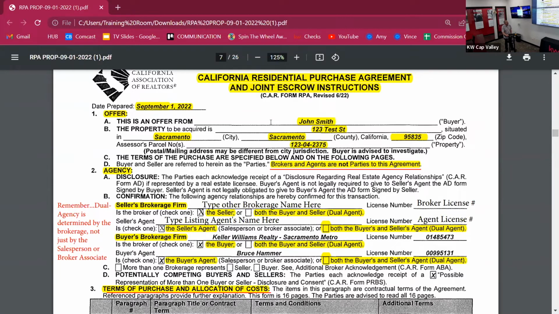So first thing we'll talk about, the name of the form, California Residential Purchase Agreement and Joint Escrow Instructions. Most people just refer to it as RPA. Nowhere up there does it say I am a contract. It doesn't. But that's exactly what this is. The contract doesn't have to say it's a contract to be a contract.